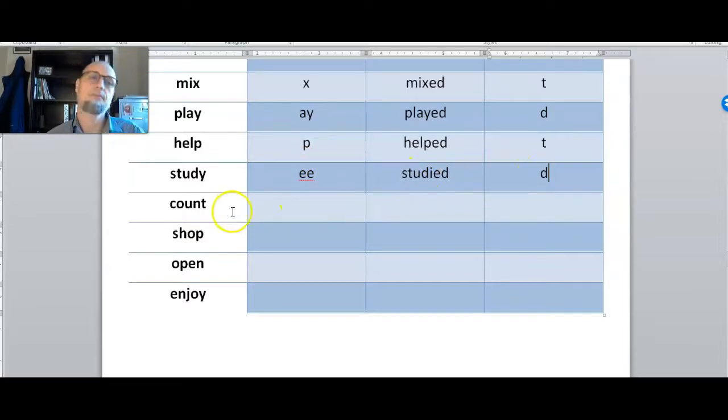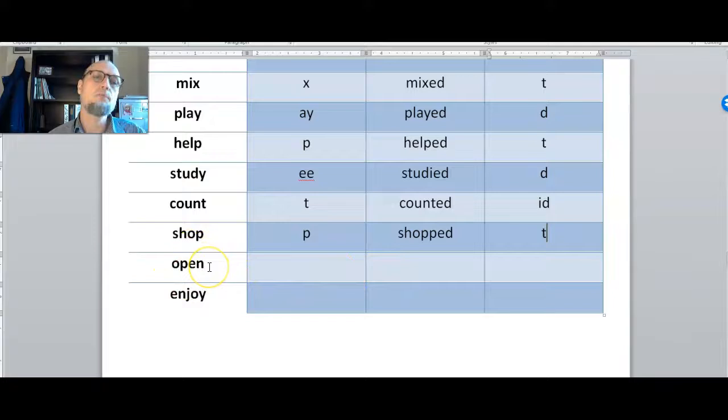Studied. Here's another one, count. The last sound is t. T always goes with id. So here, counted. Here's another one, shop. The last sound is p. Here we've got the spelling. And p is unvoiced, so ed sounds like t.